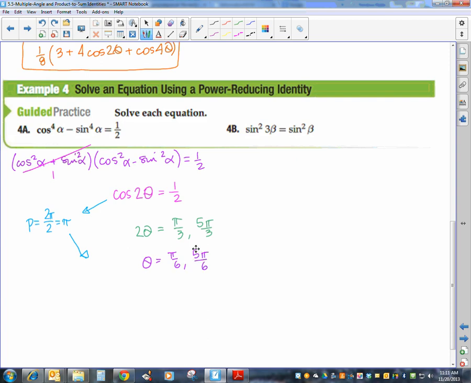But I have to add back what makes them coterminal, and you add back the period, okay? And my period is pi in this case. So the final answer that I'm going to have on this is going to be theta equals pi over 6 plus pi n, 5 pi over 6 plus pi n, n an element of the integers.